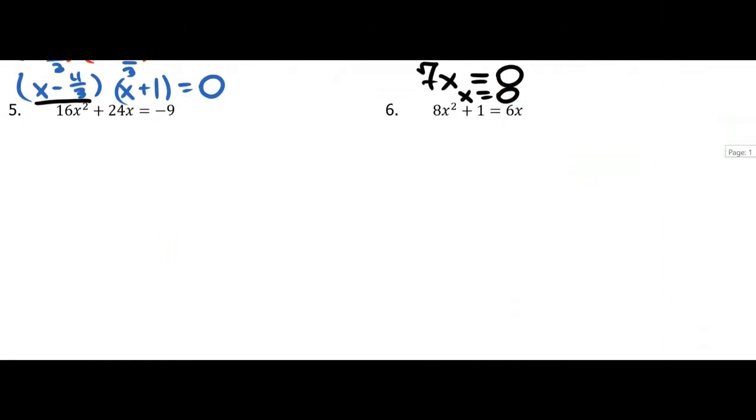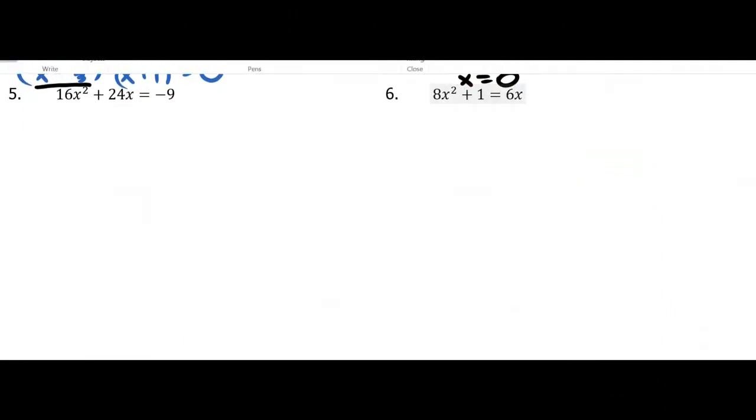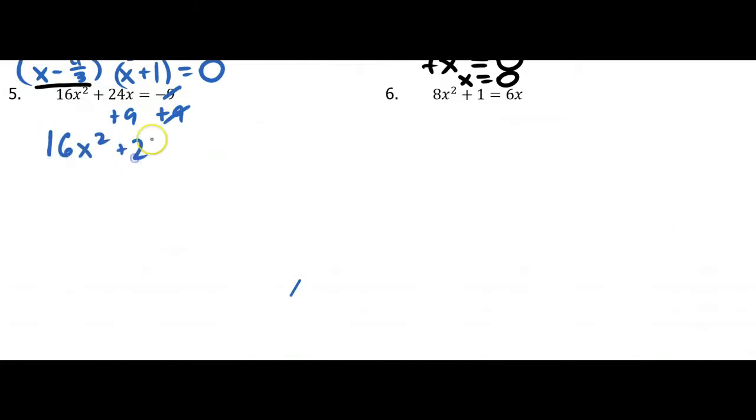Looking at number 5, we have 16x squared plus 24x equals negative 9. So the first thing I'm going to do is add 9 to both sides. And now I get 16x squared plus 24x plus 9 equals 0. The first thing I notice is that both my first term and my last term are perfect squares. So I'm going to do my perfect square trinomial test and see if this is a perfect square trinomial. So the square root of 16x squared is 4x. The square root of 9 is 3.